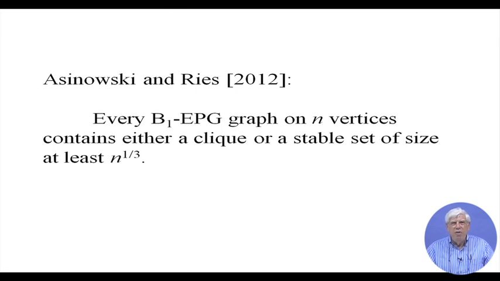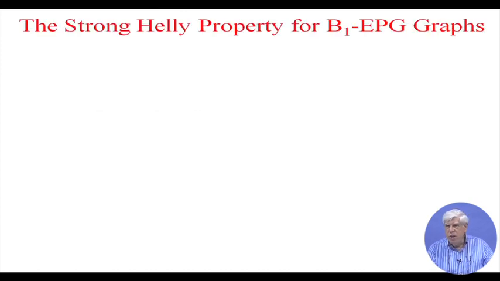Now, Andre and Bernard Ries continued working and showed a number of other results. One of their results was that every B1 EPG graph on n vertices will contain either a clique or a stable set of size at least n to the power 1/3. It's a kind of interesting trade-off between cliques and independent sets.